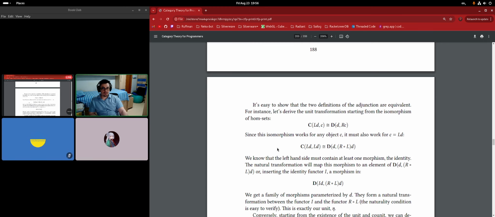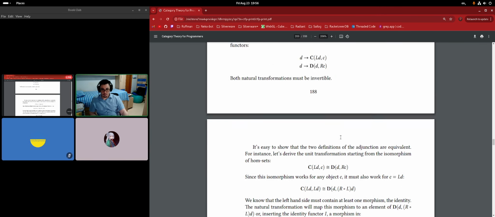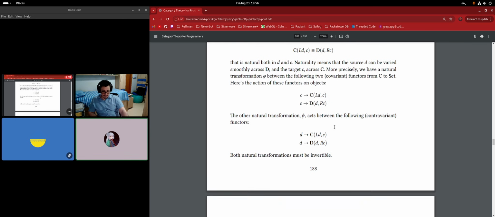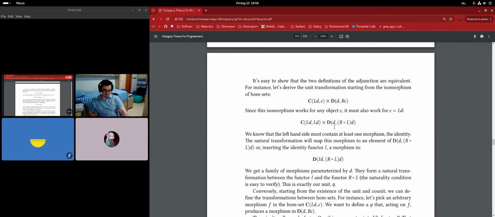It's easy to show that the two definitions of the adjunction are equivalent. For instance, let's derive the unit transformation starting from the isomorphism of a home set. So this is what we established earlier. Since the isomorphism works for any object C, right? That's one of the things. If we know it's natural in D and C, D and C can be whatever. Universal construction powers.